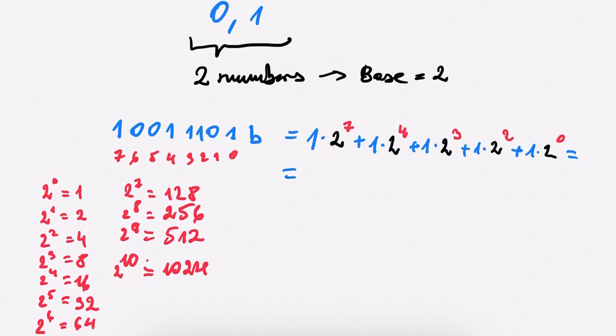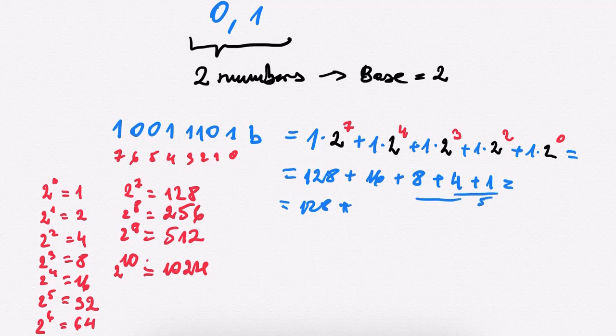Here we have to know what 2 to the power of something is equal to. Here we have the values that are often met, so 2 to the power of 7 is 128, 2 to the power of 4 is 16, etc. So from here we obtain that 128 plus 16 plus 13 will be equal to 157.